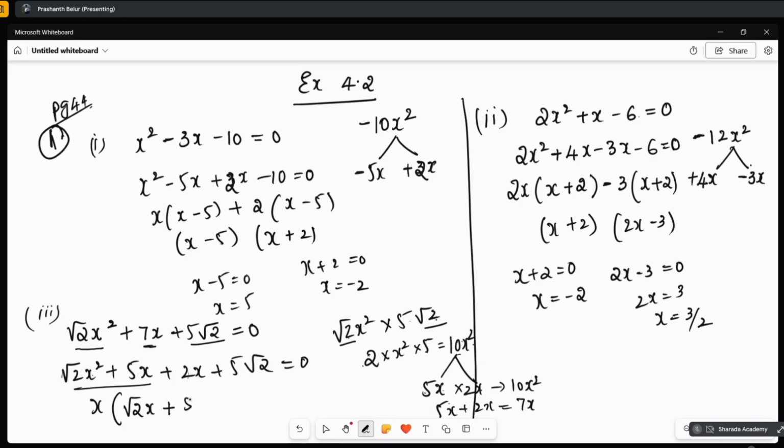Here what can I take common? Lakshay, here what can I take common?